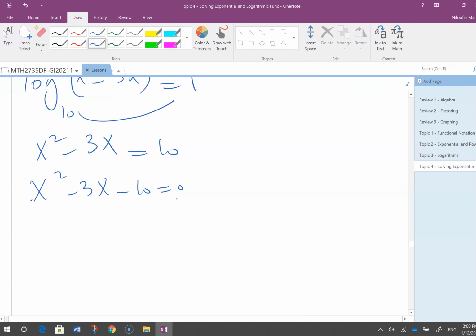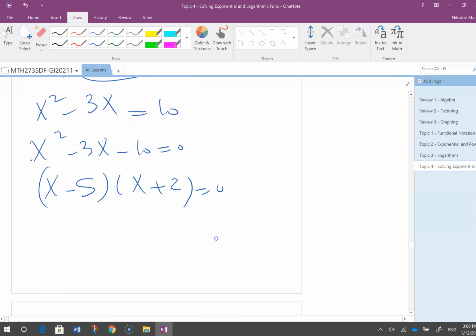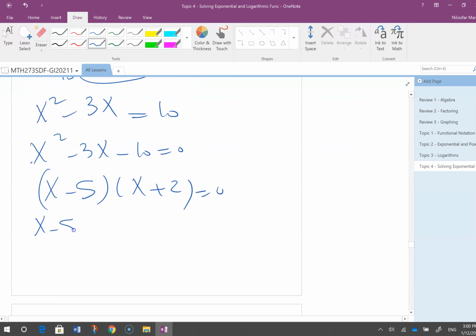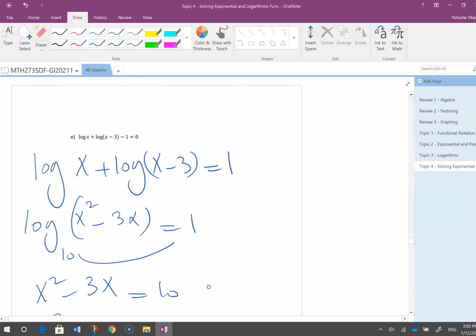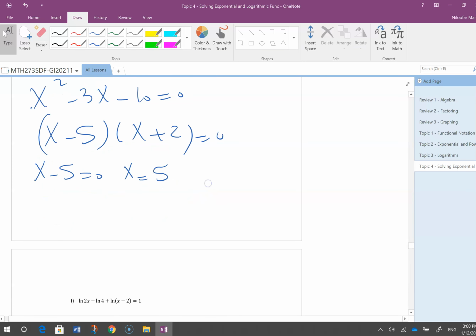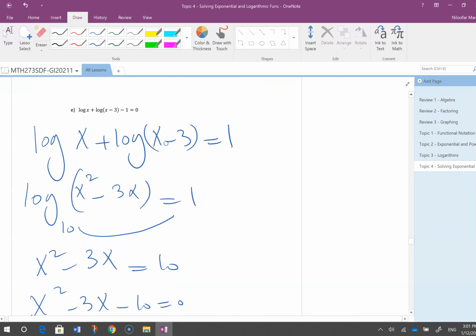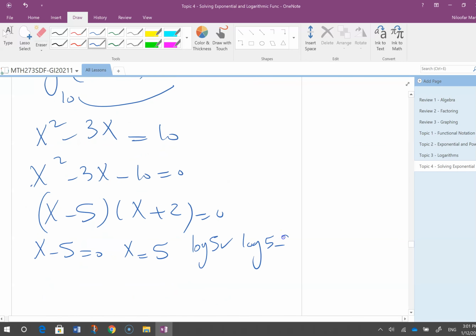Okay, I can use the formula. I can factor, doesn't matter. Let's say I like to factor here. This times this equals 0. Then the answer is 5, which is valid because logarithm of x. So logarithm of 5 is defined. Logarithm of 5 minus 3 is also good.